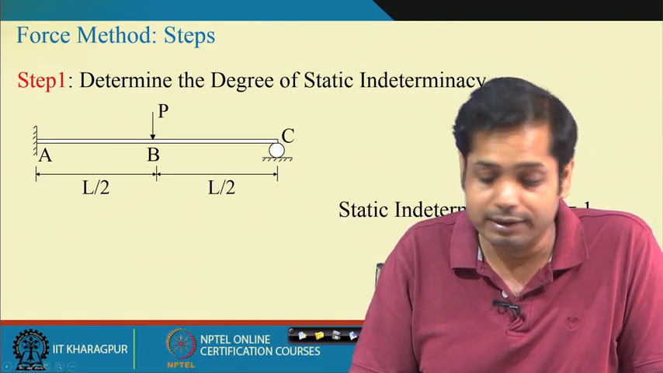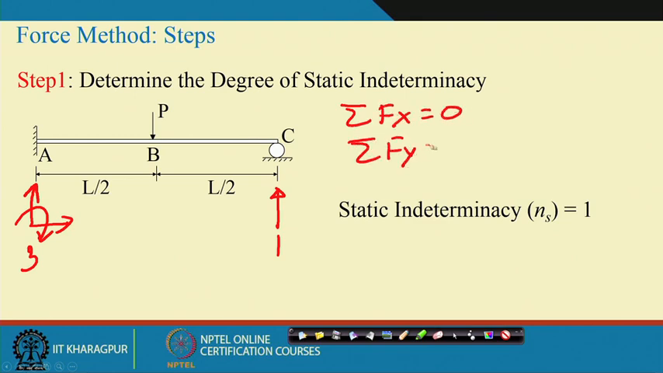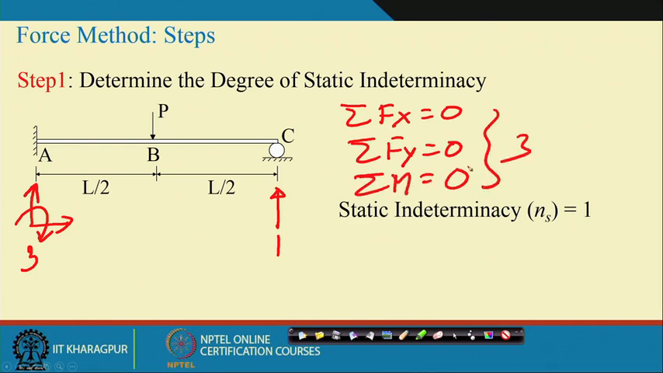So, in this case the static indeterminacy is 1. This is a fixed support, so we have 3 reactions here, if you recall the characteristics of supports, and then it is a roller support, where we have 1. So, here it is 3, here it is 1. So, the total number of unknowns is 4, and the number of equilibrium equations available is 3: summation of Fx is equal to 0, summation of force in the y direction is equal to 0, and summation of moment at any point is equal to 0. So, total 3 equations. So, in this case static indeterminacy is 1.